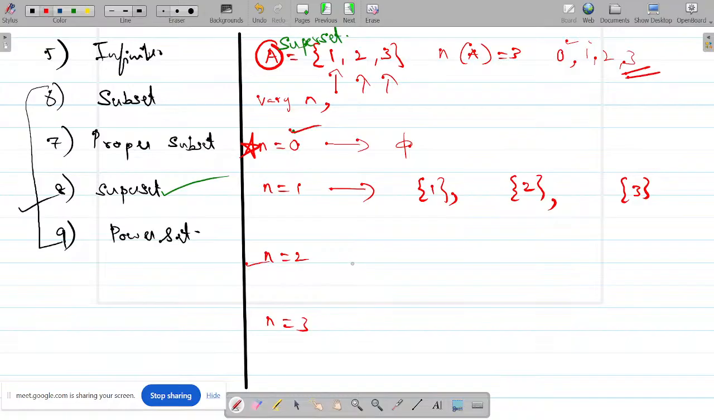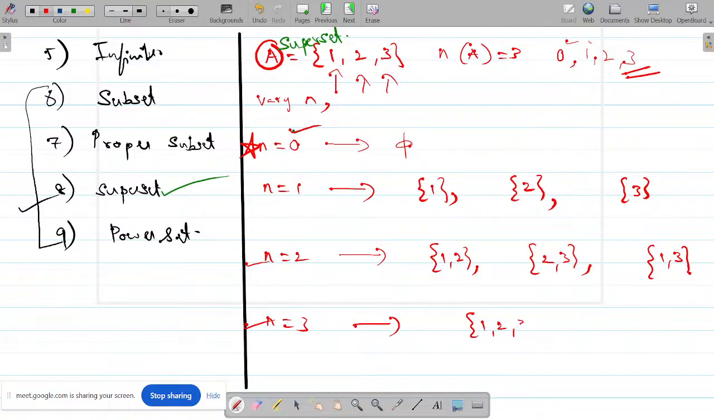Likewise, I can do this for n equal to 2. Which 2s can you take? 1 and 2 I can take. Else I can take 2 and 3. Else I can take 1 and 3, only 1 and 3 because we go in order. Now n equal to 3: I take all the 3, so I take the whole of the set A. This is how we form subsets.